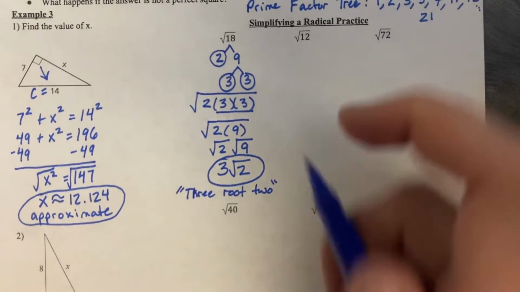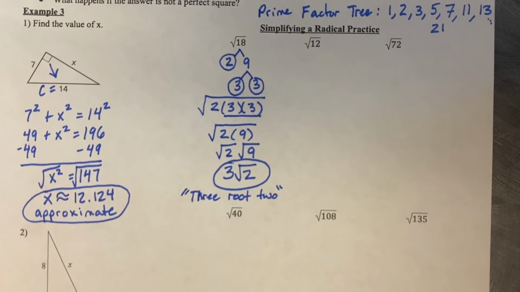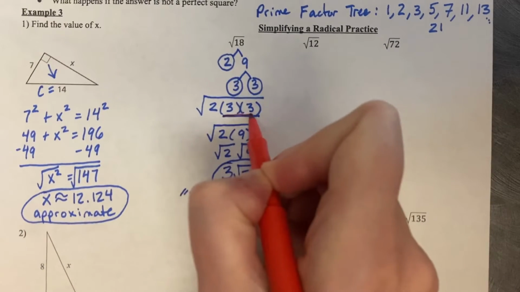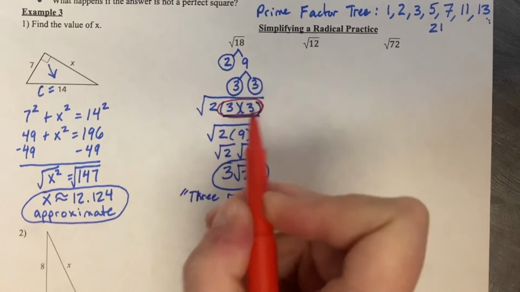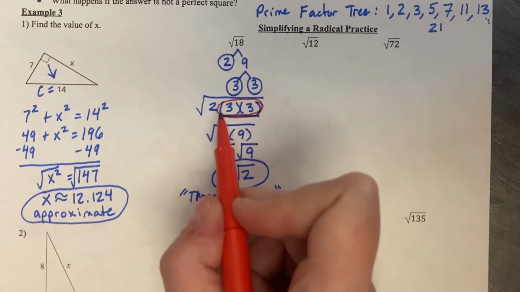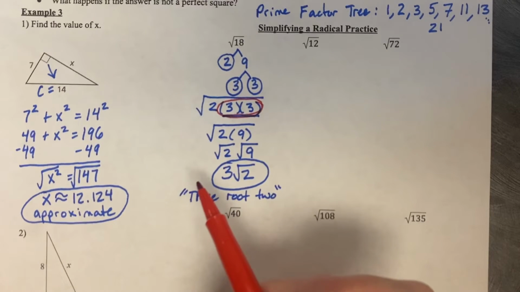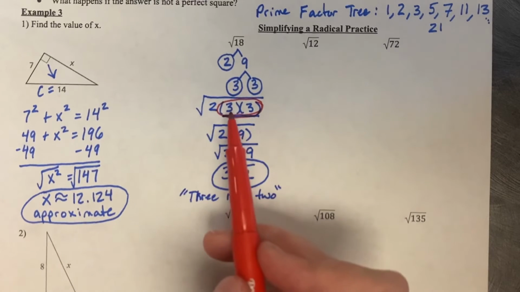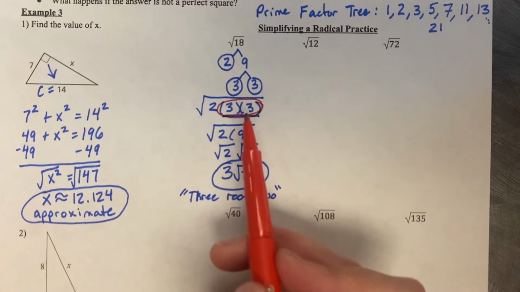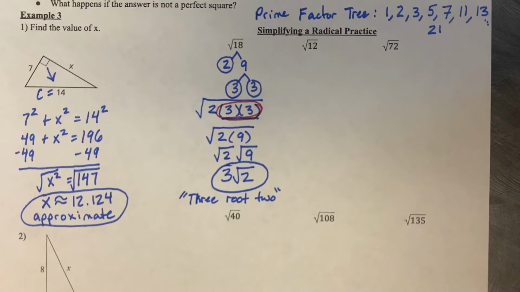Let's try another one a little faster. I might write it slightly different. What you're looking for is pairs of 2, because if you have 2 numbers underneath this radical, 3 times 3 is 9, or say you had 2 times 2. 2 times 2 is 4. The square root of 4 is 2. Let's say you had 5 times 5. 5 times 5 is 25, and the square root of 25 is 5. So you're always looking for pairs of 2 underneath this radical.